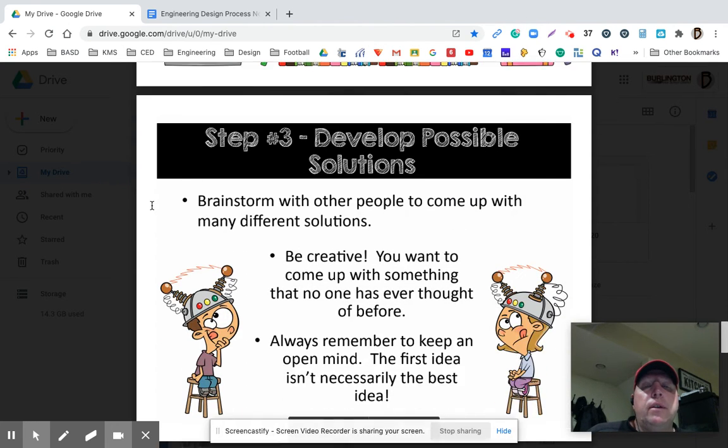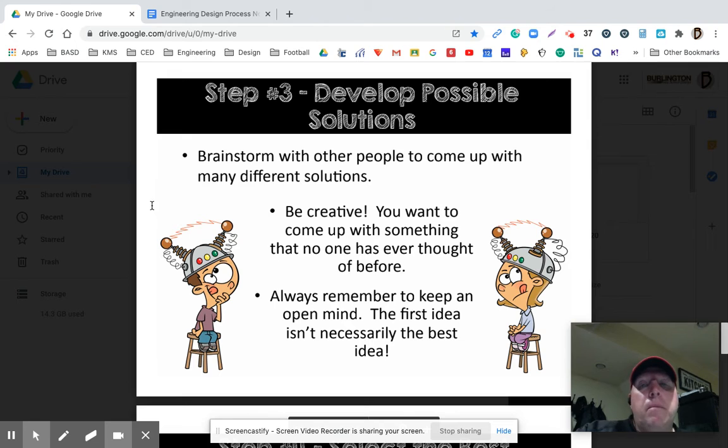Step number 3, develop possible or potential solutions. Brainstorm with other people to come up with many different solutions. Look to be creative. Think outside the box. You may want to come up with something that no one ever thought of before. Always remember to keep an open mind, okay? And the first idea isn't necessarily the best idea, okay?